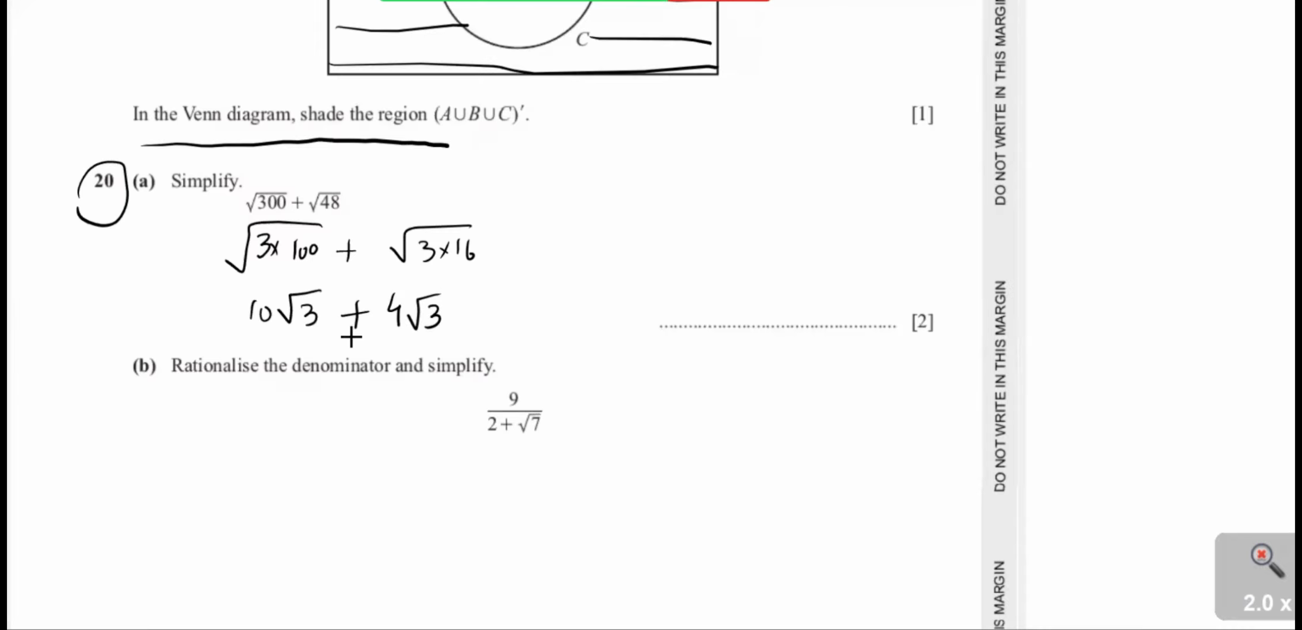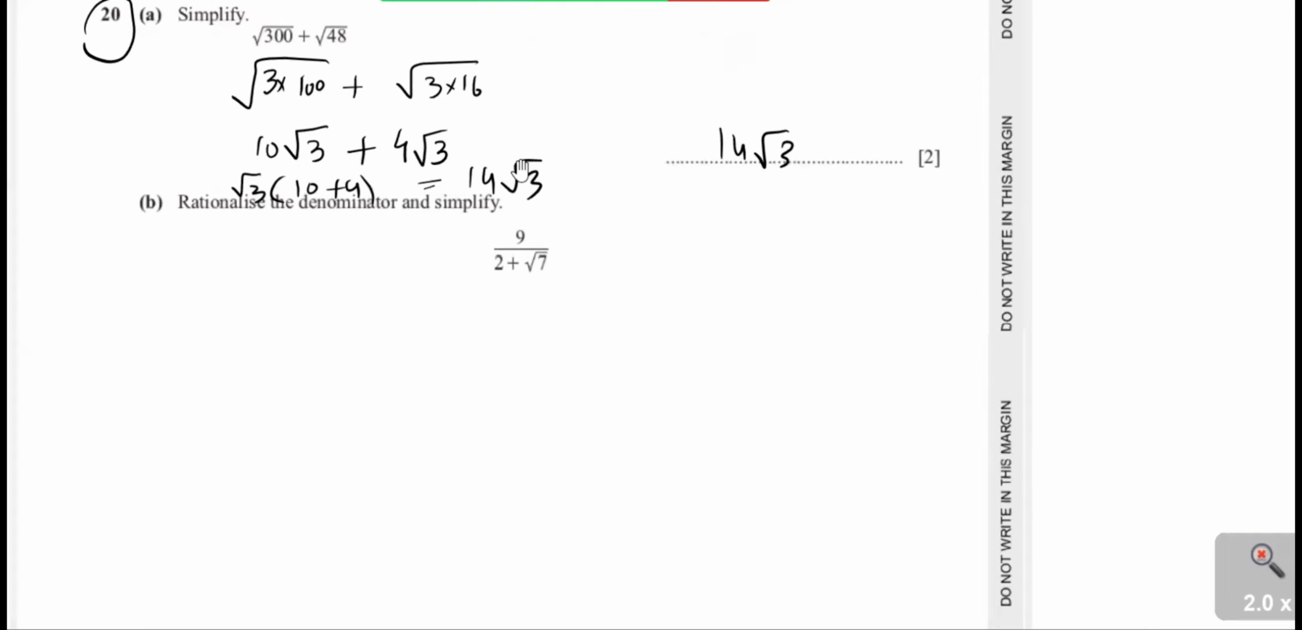Now we take the common. Square root 3 is common here. We can write square root 3 as a common factor. This becomes 10 plus 4, which is 14. We can write 14 square root 3. This is the answer.